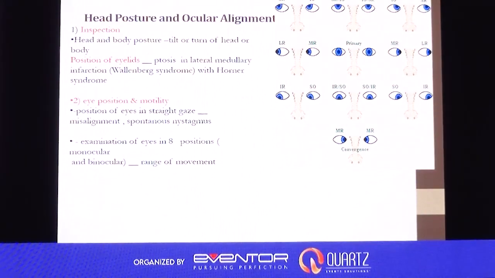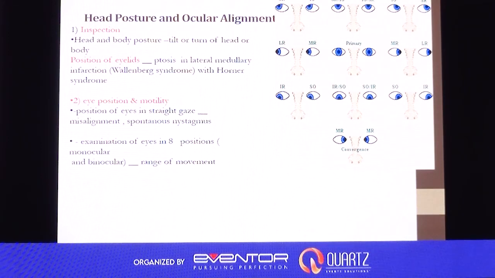Before starting the bedside examination, I should examine the head posture and the ocular alignment of the patient. Head posture is assessed through inspection of head and body posture to detect whether there is a tilt or turn of the head or the body, and the position of the eyelids to exclude ptosis, which occurs sometimes in lateral medullary infarction, what is known as Wallenberg syndrome with Horner syndrome.